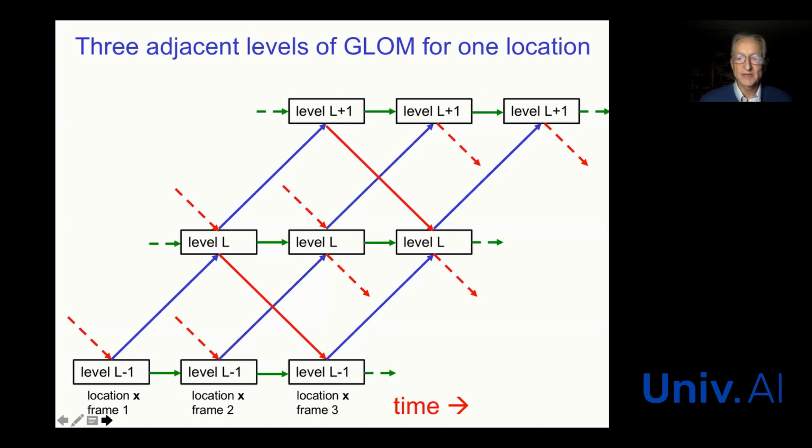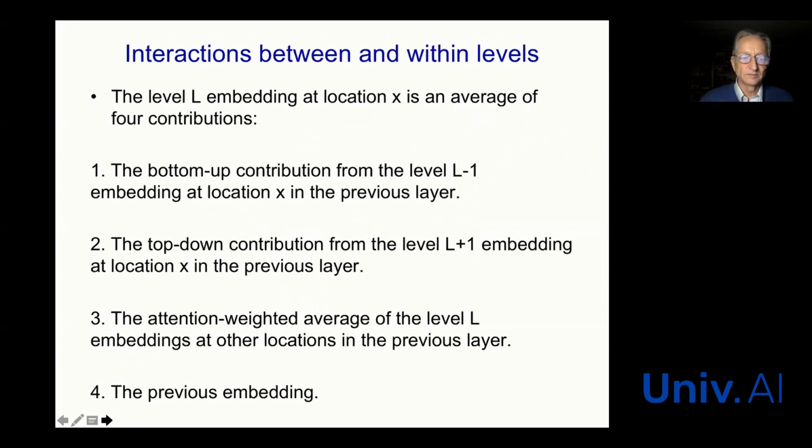And there's one other source of information that isn't shown here, because this diagram is showing you all the interactions that go on within a single location. So this is like what's going on inside one cell. In addition to this, there's the interactions between locations, and those aren't shown in this diagram. So the 4 things that determine the level and embedding are the 3 things that I already talked about, and then number 4 there is an attention-weighted average of what's going on at level L in other nearby locations.